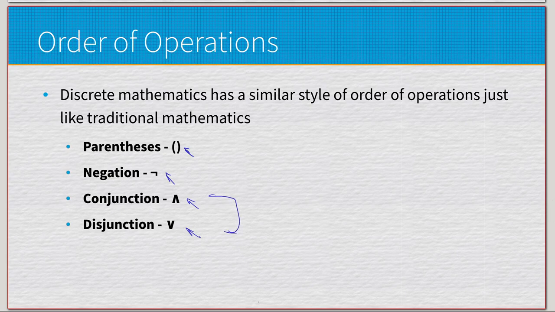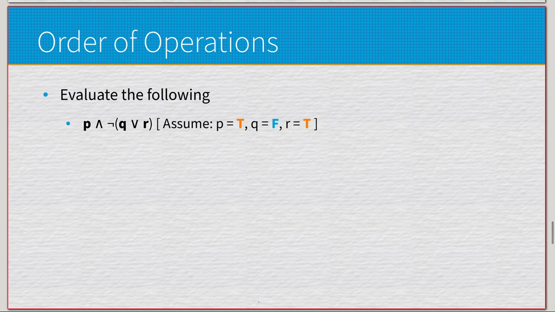If you're confused on how the order of things happen, conjunction always happens before disjunction, and multiplication always happens before addition. So, just a very similar aspect there. Now, with that in mind, let's take a look at this more complex compound proposition. We have P anded with negated Q or R. Okay, we want to assume that P is true, Q is false, and R is also true.